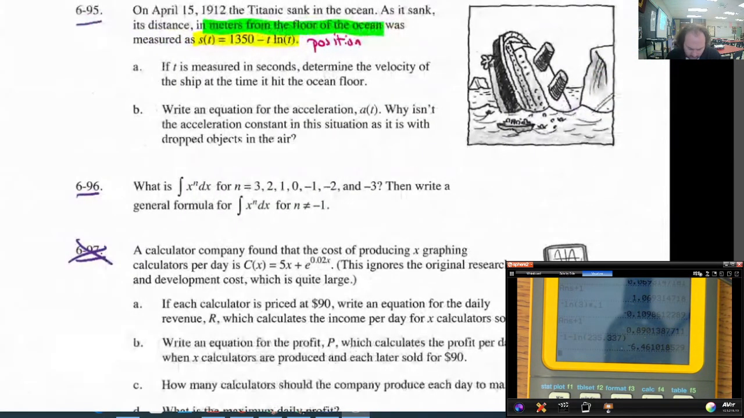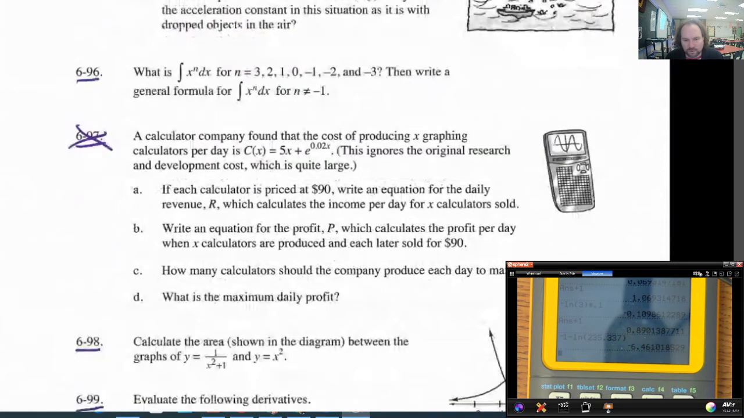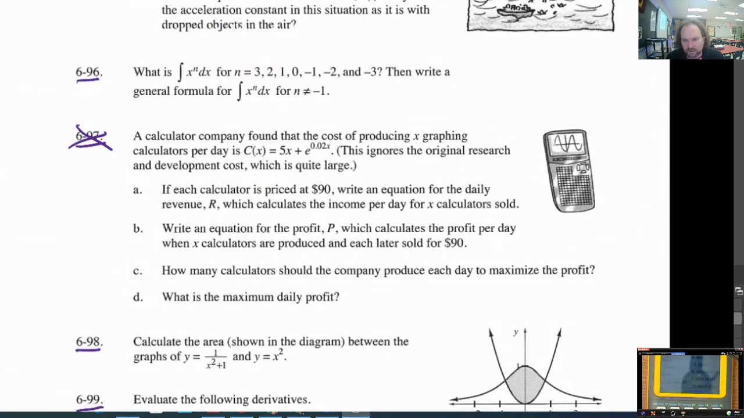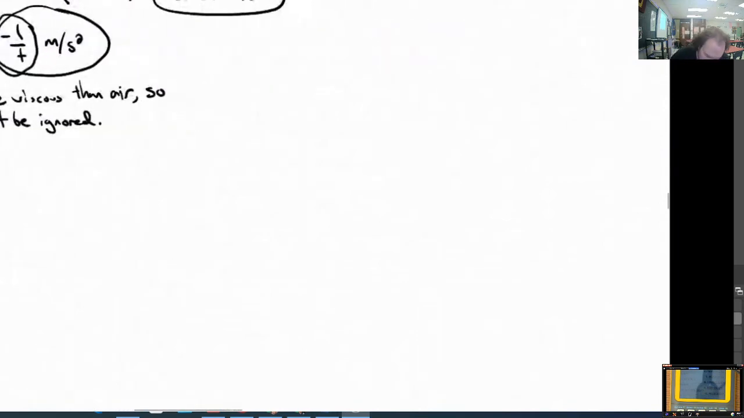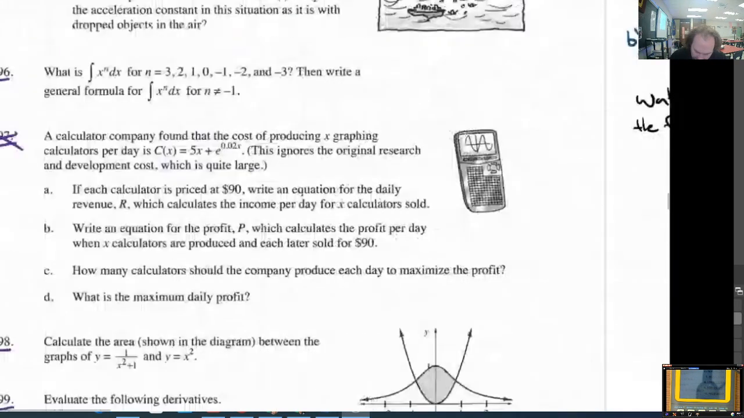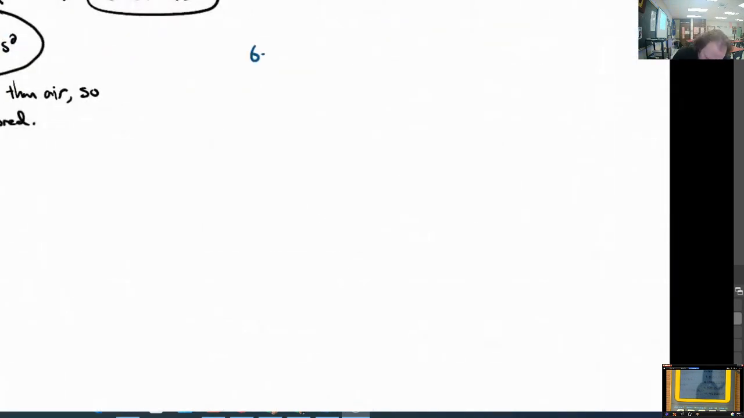696. We're going to do a little bit of theory work here, a little math theory. The integral of x to the nth power for all of these different numbers, 3 through -3. So we're going to make a little table off to the side here. This is problem 696. I'm going to grab some space to work with. We're doing the integral of x to the nth power dx.